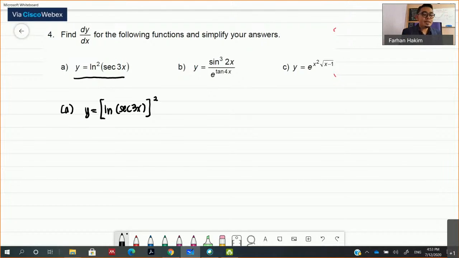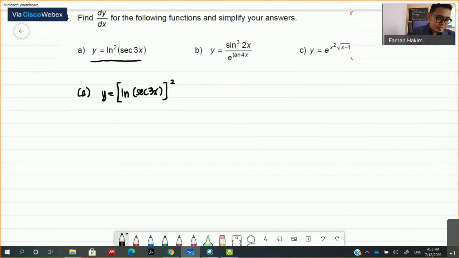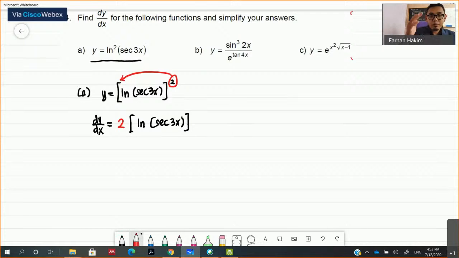Why? Because this involves the bracket technique. So to differentiate this, firstly, we'll have to bring the 2 in front. So it will become 2 multiplied in front. So we have that ln of secant 3x, all right? And then the power 2 will become 2 minus 1, which is 1. And then we have to differentiate the one inside the bracket, which is the whole thing here.